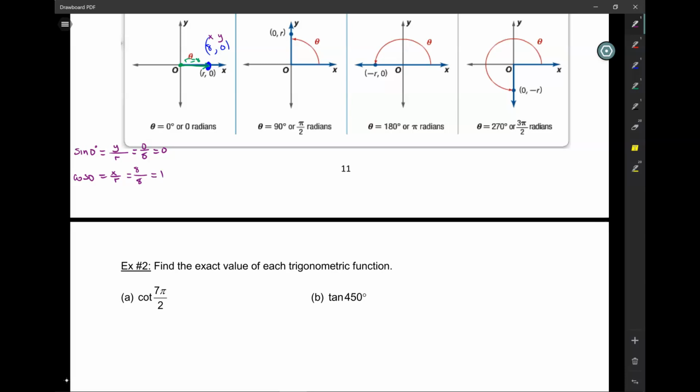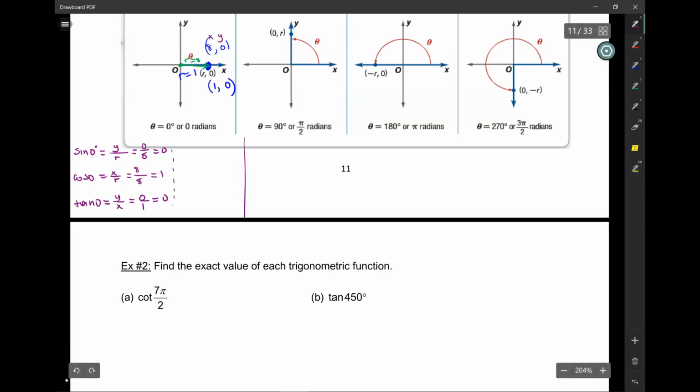So instead of 8 and 0, we like to choose 1, 0 with a radius of how much? 1. So now, does this still work? It does still work. So then what would tangent of 0 be? It would be y over x, 0 over 1, 0. Okay?